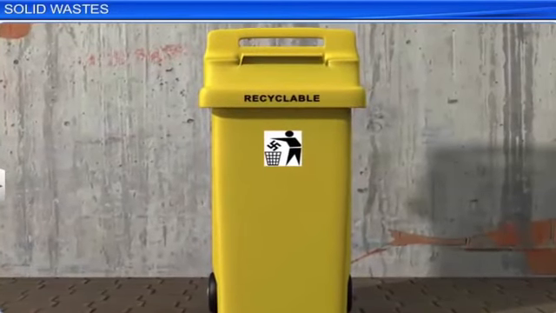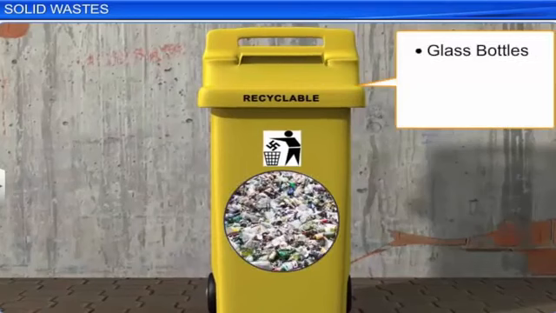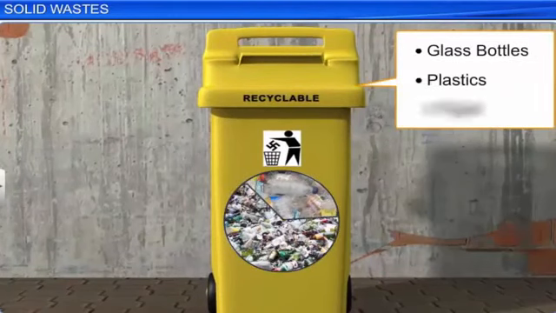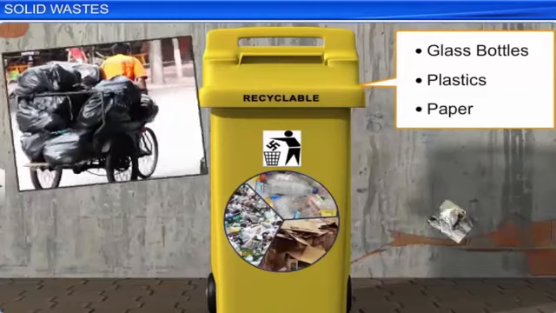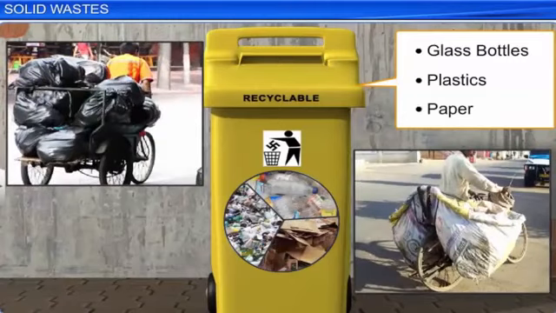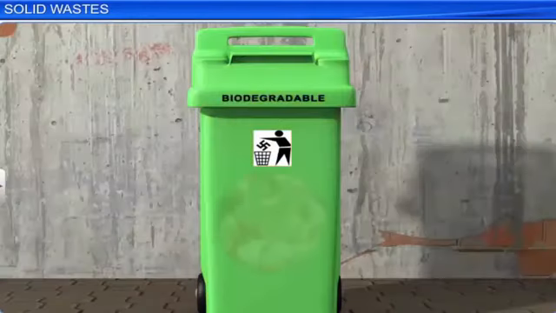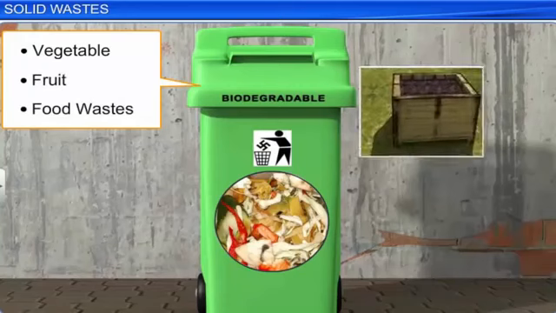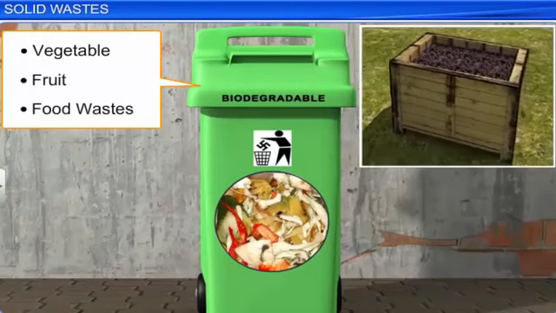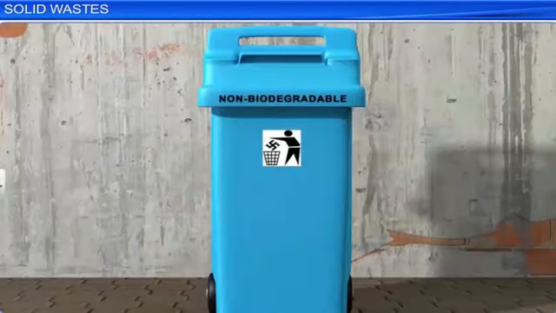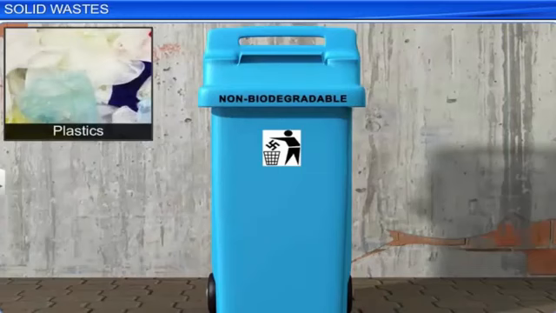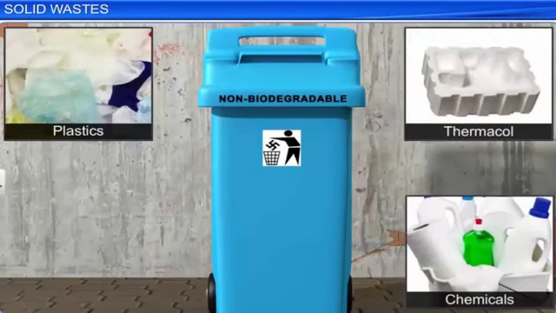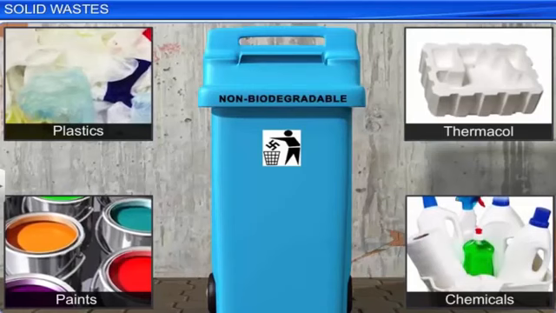Recyclable or reusable wastes such as glass bottles, some types of plastics, and paper can be given to rag pickers, while biodegradable wastes, such as vegetable, fruit and food wastes, can be put into composting pits in gardens. The remaining non-biodegradable wastes, such as plastic, thermocol, chemicals and paints, need to be carefully handled.